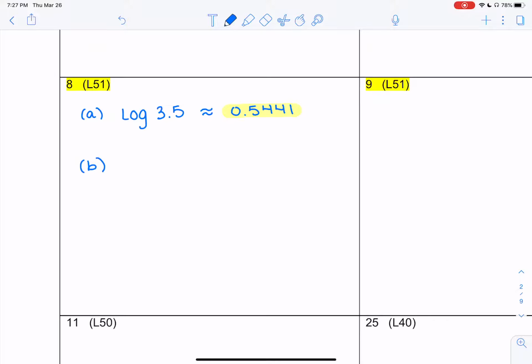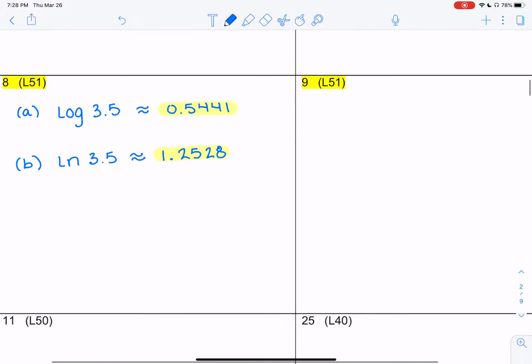Part B of that same question is to find the natural log of 3.5. Make sure you use the natural log key on your calculator. Type that in, take it out 4 decimal places. It looks like it's about 1.2528. So there's my solution. Not too bad.